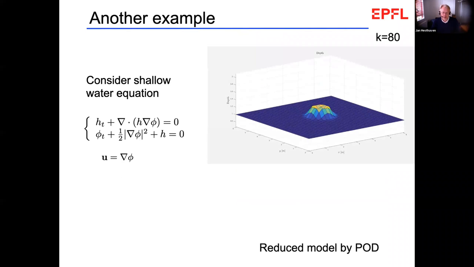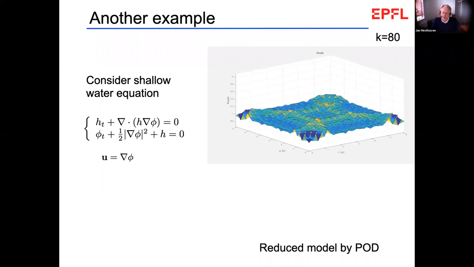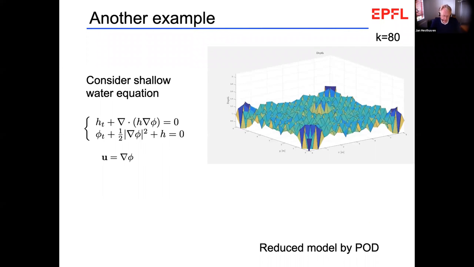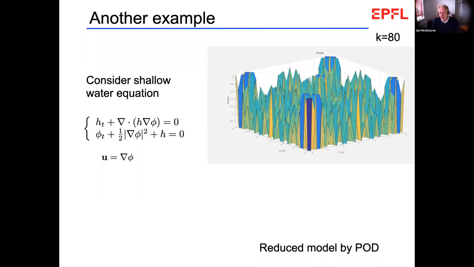Now, if we do something a little more complicated, here's the shallow water equation. It's a two-dimensional nonlinear hyperbolic conservation law. What I show is the solution with 80 modes, so K is 80 modes in the reduced model. And what you see after a while is that again it goes unstable.